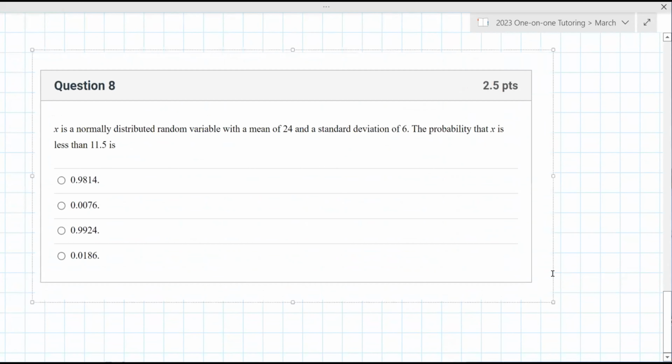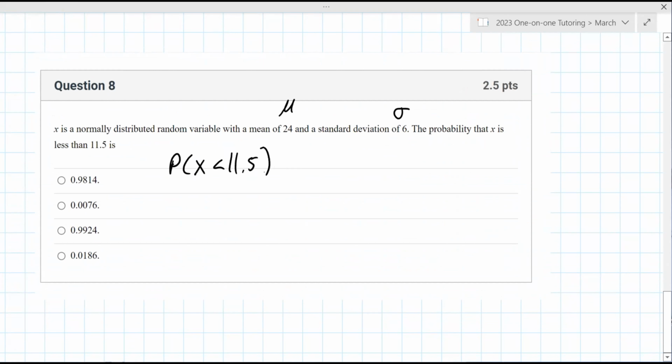all right. So X is normally distributed with a mean of 24. That's mu, standard deviation of 6. And we want the probability that X is less than 11.5. So what kind of a problem is this? What have we been doing? A normal CDF. Yes, it's your normal CDF.